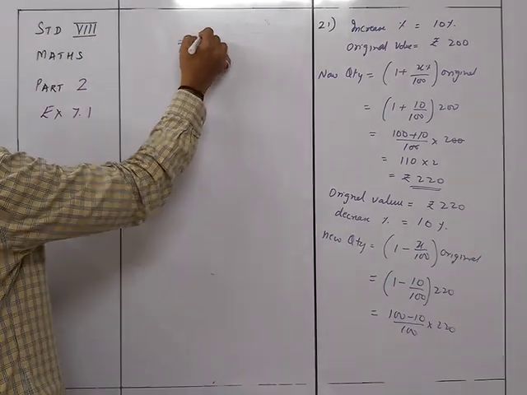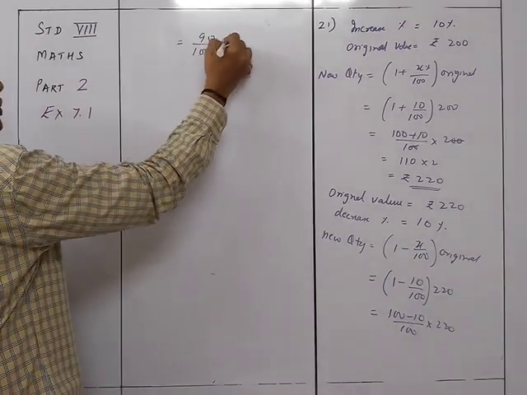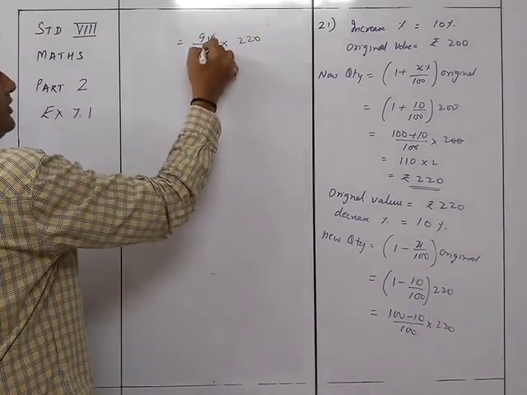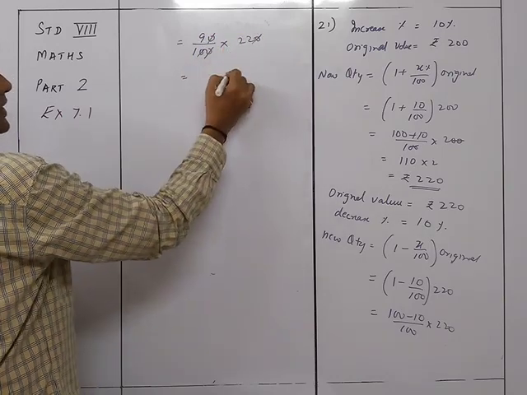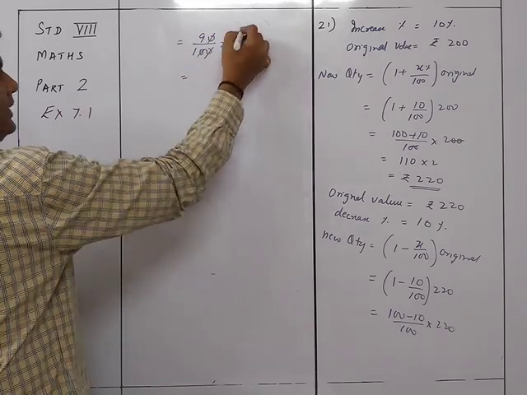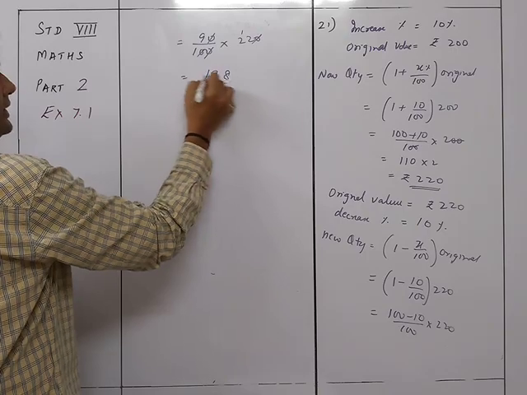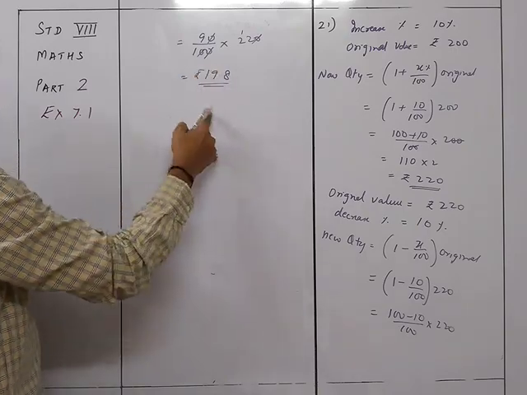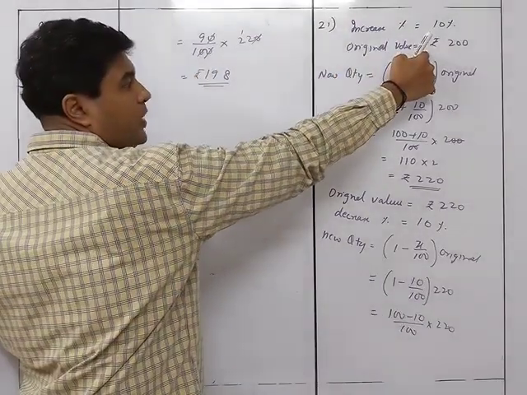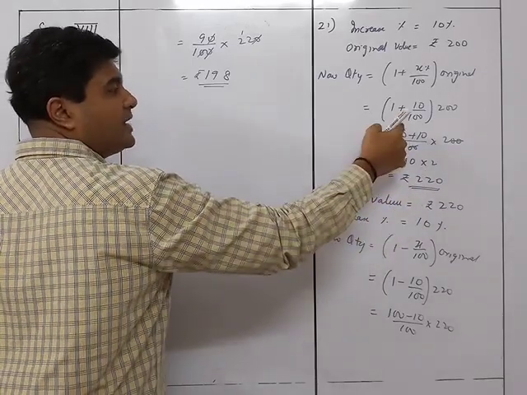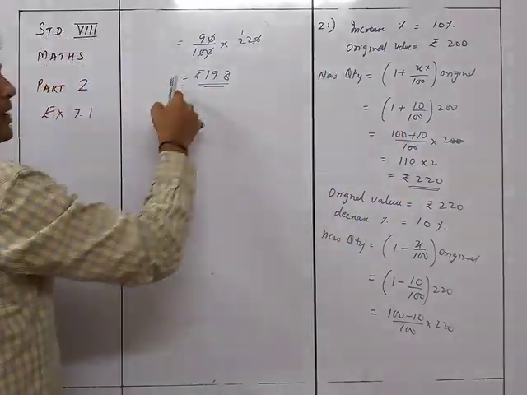So that makes it 90 upon 100 into 220. The 0 is gone. So 9 2s are 18, and 9 2s are 18, and 198. So you can see that the original value was 200. You added 10%, but when you decrease 10%, it did not become 200, it became 198.